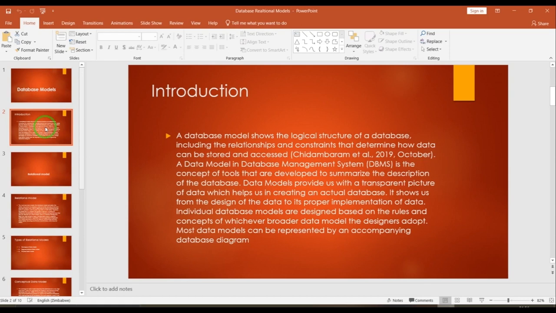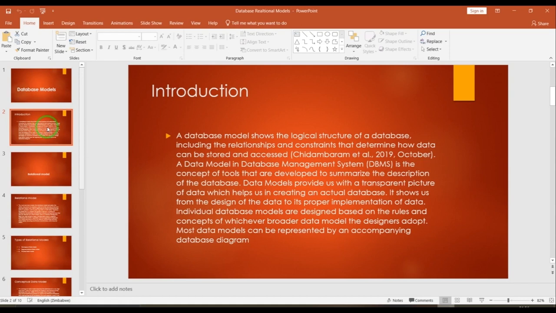Who can tell us what a data model in a database management system is? Is there anyone with an idea? Okay, let me briefly explain to you. A data model in a database management system, which is the DBMS, is the concept of tools that are developed to summarize the description of the database.